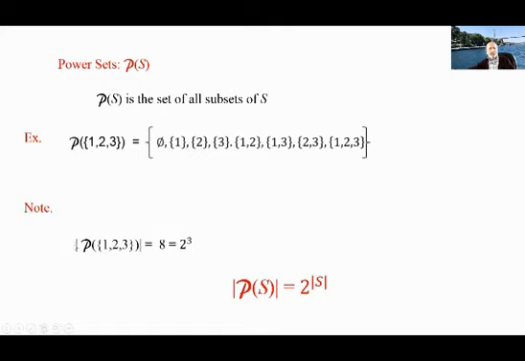And so the size of the power set of {1, 2, 3} is 8, which is 2 to the power 3. You have 3 elements here, 2 to the power 3. So in general, the cardinality of P(S) is 2 to the power the cardinality of S. So if you have 4 elements in S, you will get 16 elements in the power set. So you'll have 16 subsets of S.